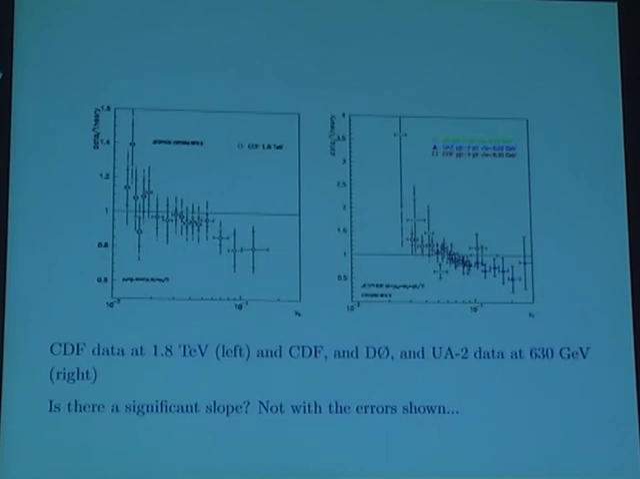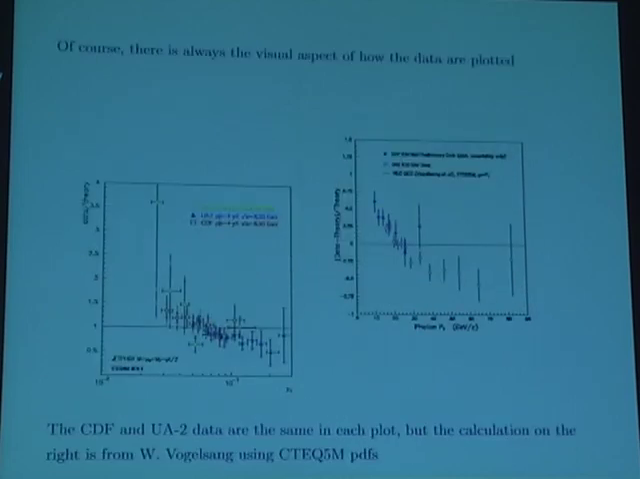And now I'll just conclude with a couple of amusing comparisons. Here is CDF at 1.8, plotted with the systematic errors added in quadrature with the statistical errors, and the authors say, well, within the errors there is no excess at low PT. Same thing over here with UA2, CDF, and D0. Again, the systematic errors are added in quadrature with the statistical. Then you'd say, is there a significant slope here, or is everything fine? Within the errors shown, everything looks good.